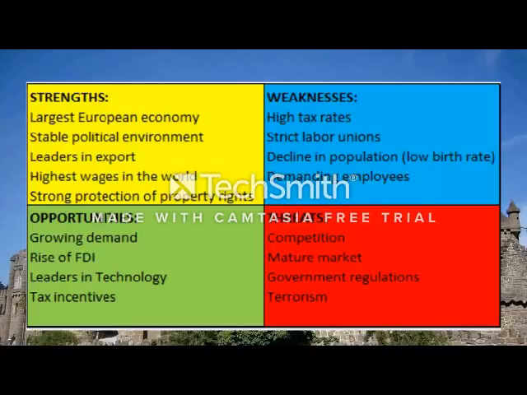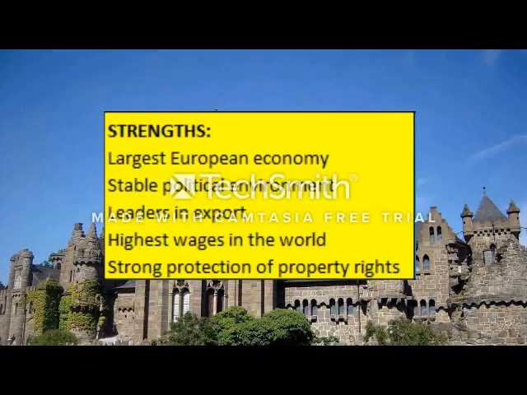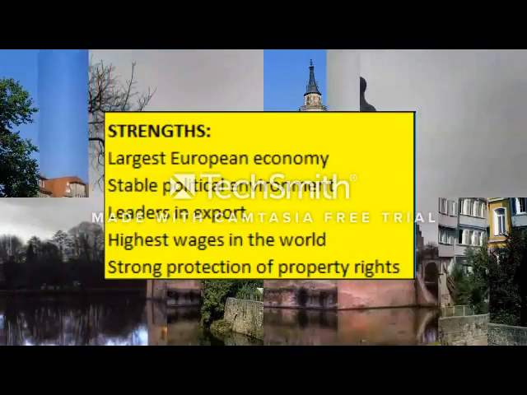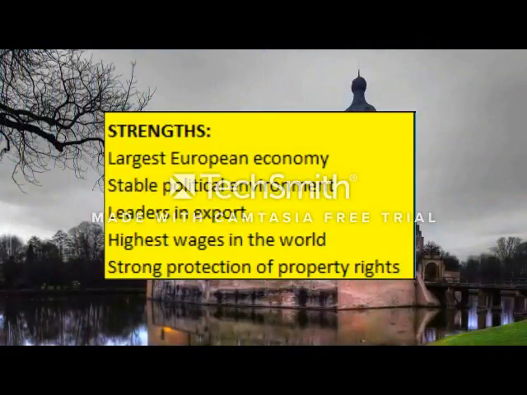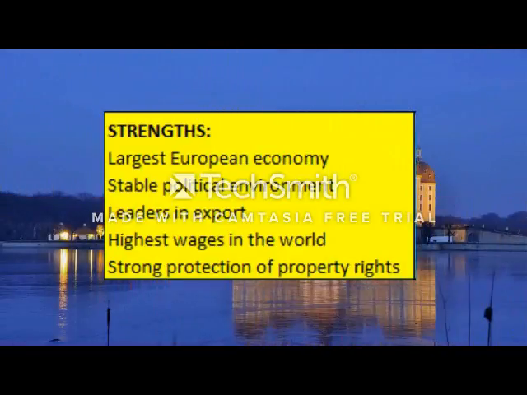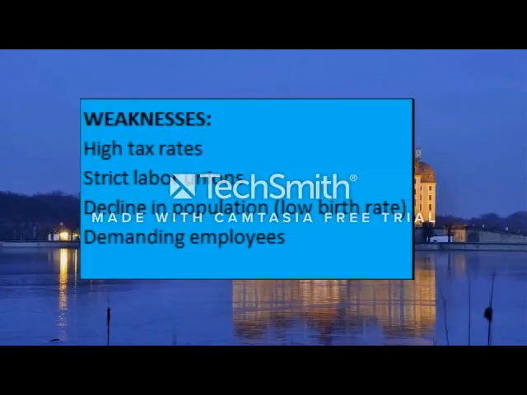Now let's move on to our SWOT analysis. Strengths. Germany has the 4th largest economy of the world. They have a political freedom ranking of 1. They are leaders in export due to sharing borders with 9 other countries. Germany has rules that ensure high minimum wage, and they have a strong legal structure to enforce property rights.